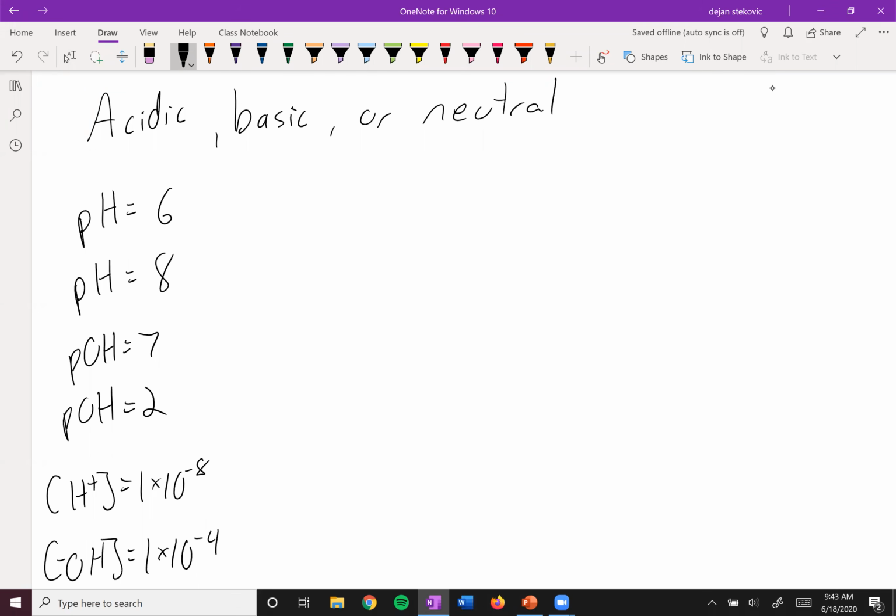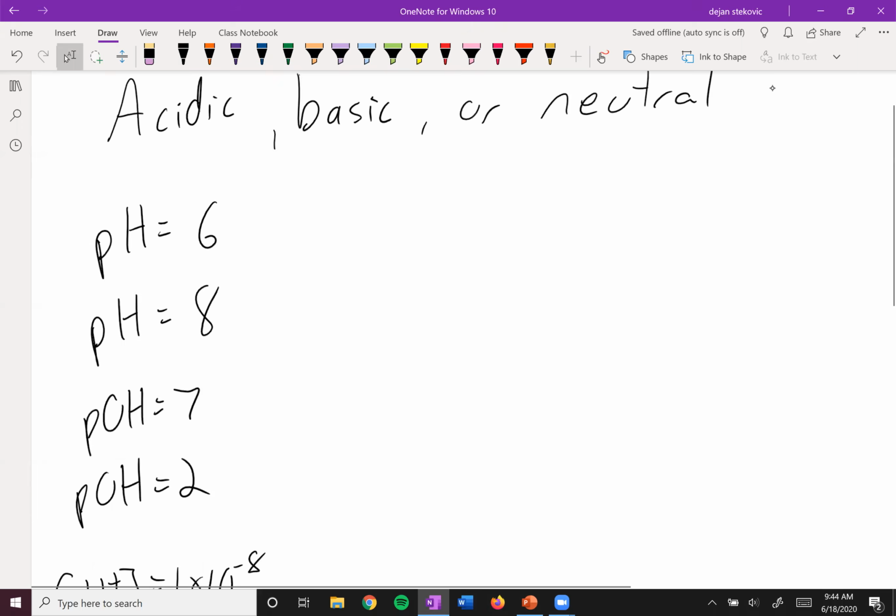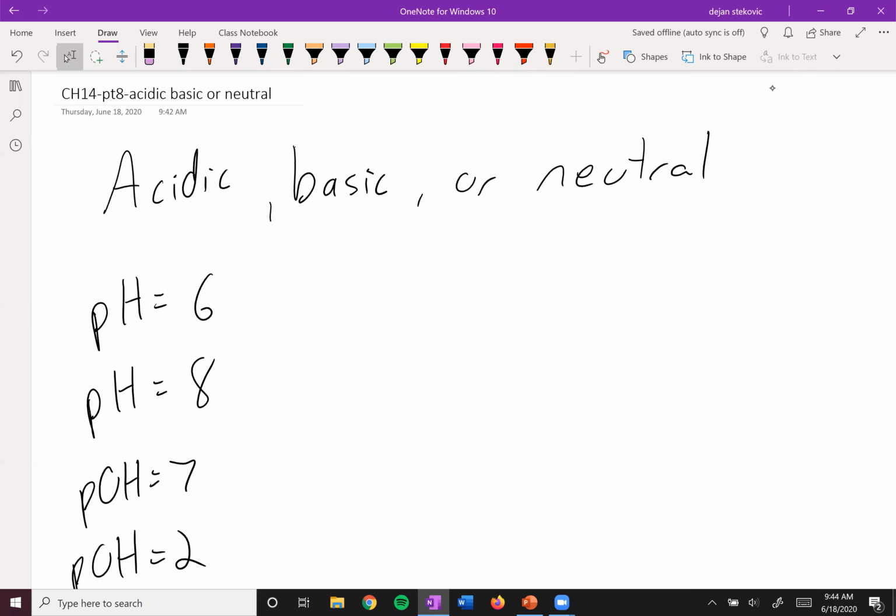All right, so now we have enough information to tell whether a solution is acidic, basic, or neutral, given a variety of different information. So you want to go ahead here, pause the video, and try to work through these on your own and see if you understand this stuff. So hopefully you paused the video, figured it out. Let's go ahead and go through it.